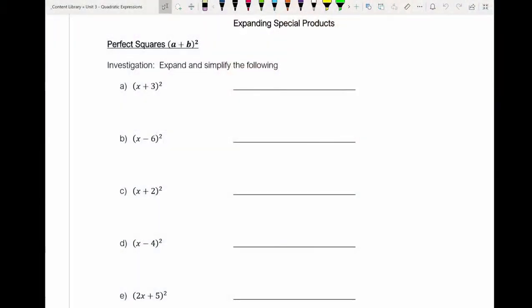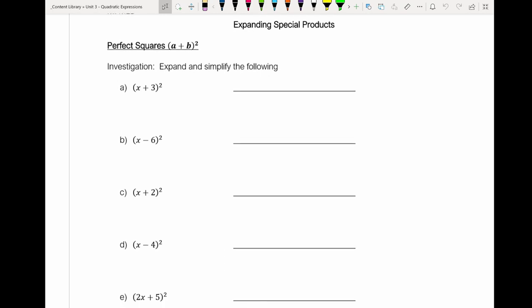In today's note, we are going to continue with the idea of expanding binomials and look at expanding two special scenarios, or what we call special products. So the first thing we're going to look at is expanding perfect squares. And again, a perfect square is basically anything that's squared or to the power of 2.